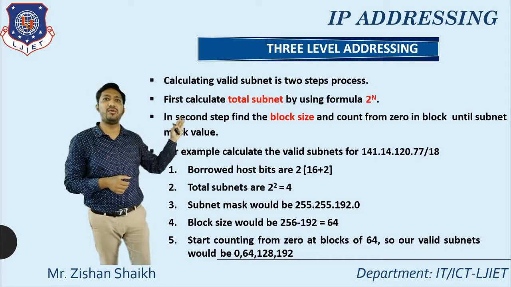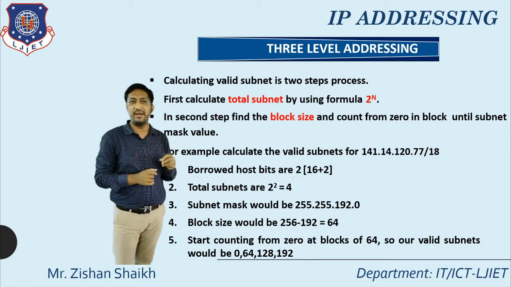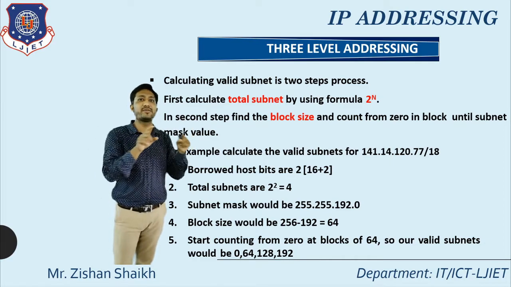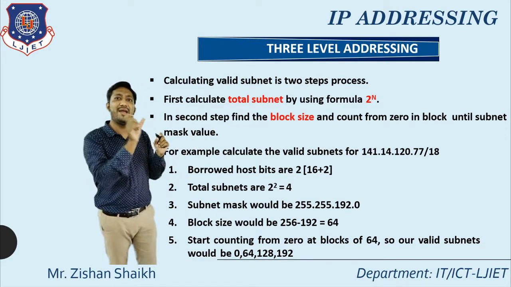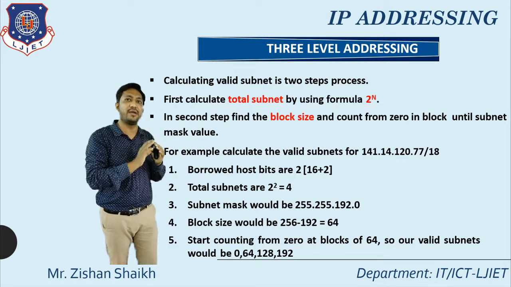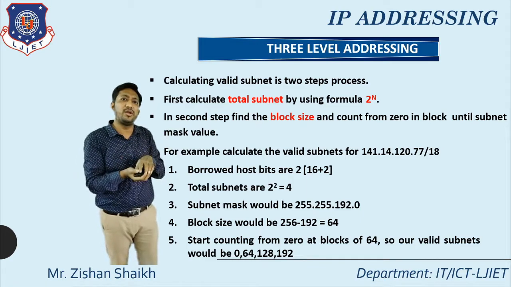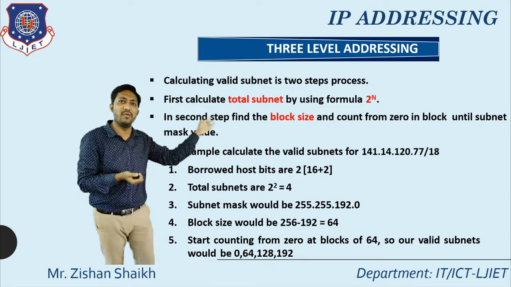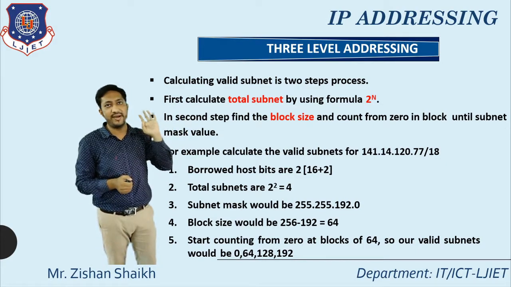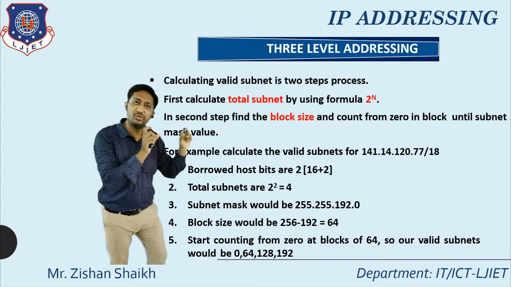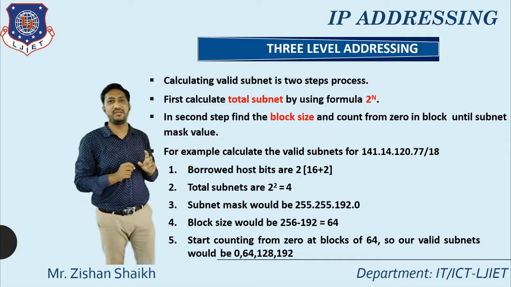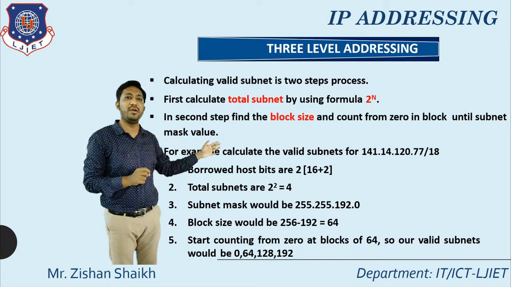For that we first have to calculate the total subnets with the formula 2 raised to n. In the second step we have to decide the block size. The block size tells us the range of our IP addresses after the creation of subnets. So the total process of subnetting is divided into two parts. First is creating subnets using the 2 raised to n concept, and the second is to assign the block size. Now we are moving to this example.